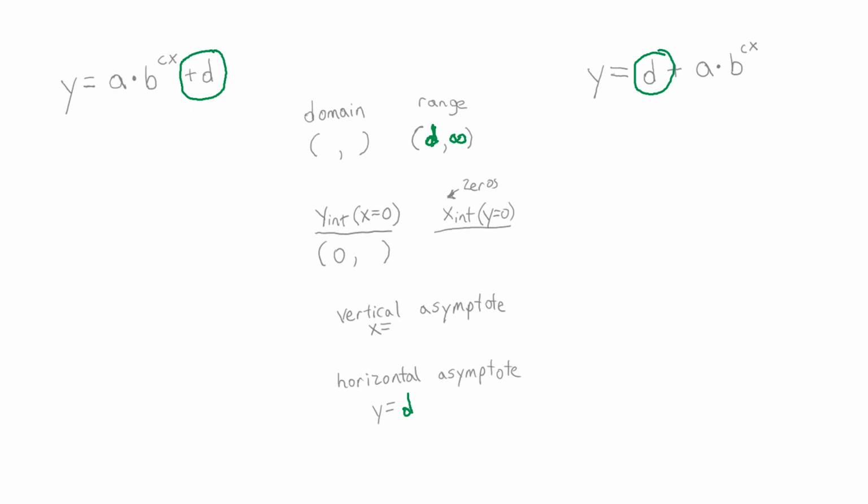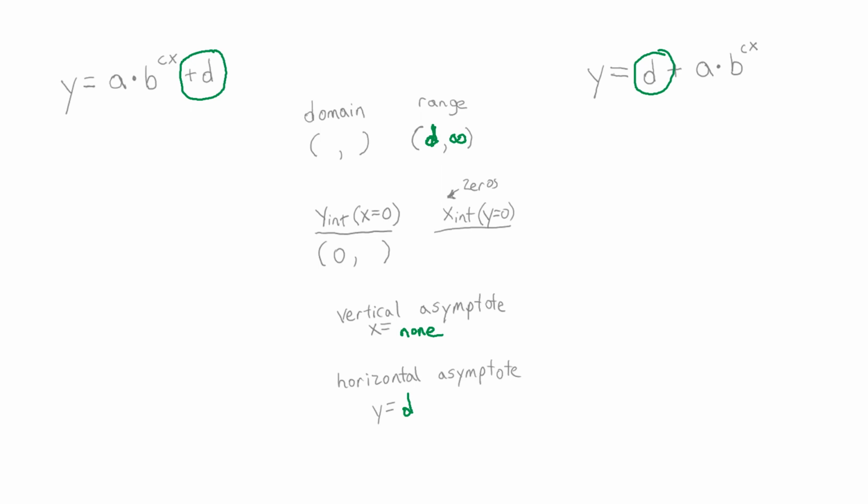Why don't we look at the vertical asymptote? The interesting thing with exponential functions, and the easiest thing with exponential functions, is that the vertical asymptote will never exist. In other words, if we have an exponential function, the vertical asymptote will always be none.